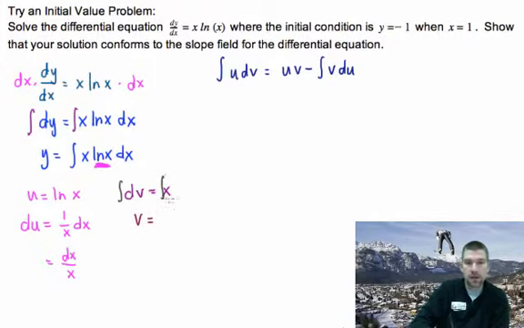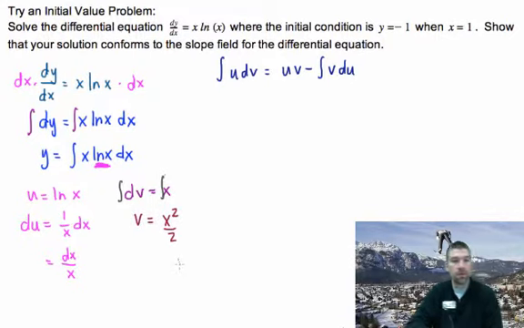It's not the right color, sorry. And when you integrate x, that's going to give you x squared over 2. Okay? And that's okay. Don't panic. And so what we're going to do is we're just going to run over here now, and we're going to set up our uv minus v du part.